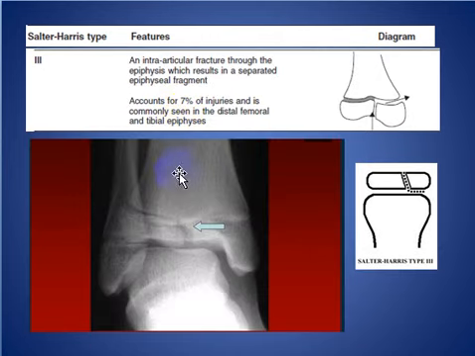In type 3, we have an intra-articular fracture through the epiphysis, which results in separation of the epiphyseal fragment. So we have injury to the epiphyseal plate associated with epiphyseal fracture. This accounts for about 7% of injuries and is commonly seen in the distal femoral and tibial epiphysis.